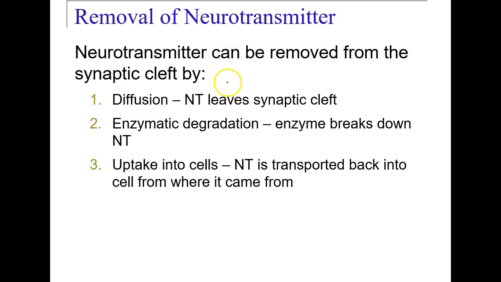Removal of neurotransmitters, we can either have diffusion, so neurotransmitters just leave the synaptic cleft through diffusion. Enzymes can cause breakdown of the neurotransmitter, or we can uptake those neurotransmitters back into cells.